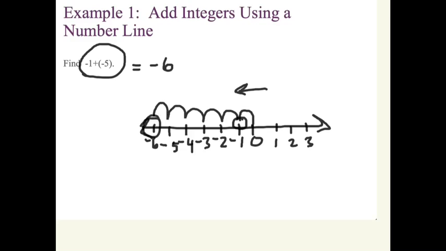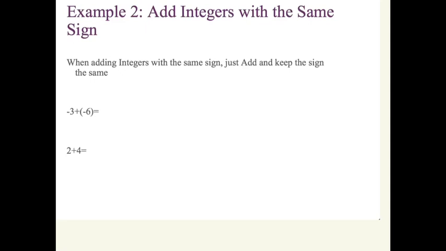So you definitely can use a number line to do this, but we're going to talk about rules of adding negative and positive integers in a moment. It's really to get these rules straight. So in example 2, we're going to talk specifically about adding integers with exactly the same sign. So in this case, I'm adding a negative and a negative, and then below I'm adding a positive and a positive. So here's the rule.